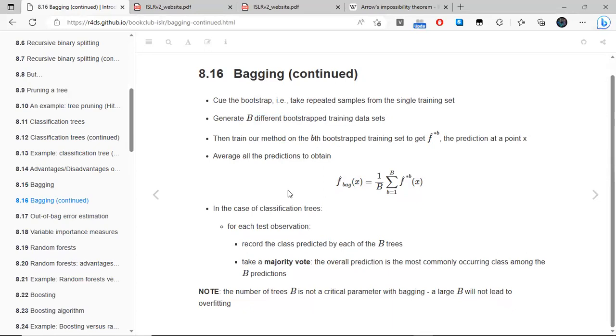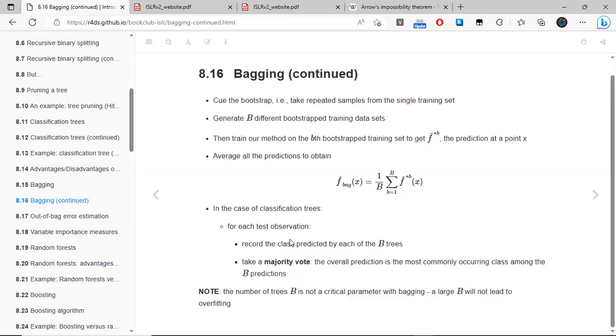But that's in the case of regression, because you have over here a numerical value. So, well, you can average it. However, in the case of classification trees, this would be a categorical value. So again, we have B trees, but now in order to get a kind of average out of them, we're going to simply take the majority vote. And the overall prediction is going to be the most commonly occurring class among the B predictions.